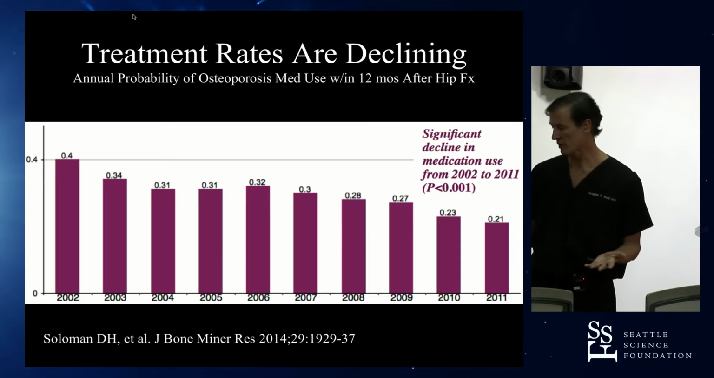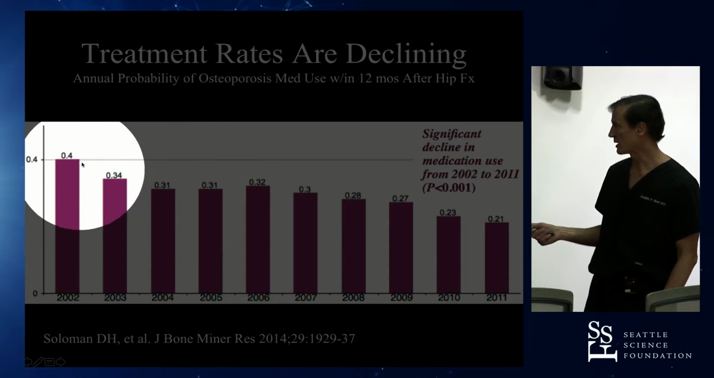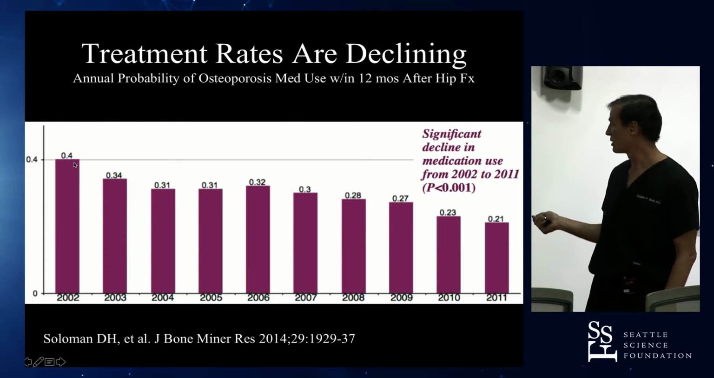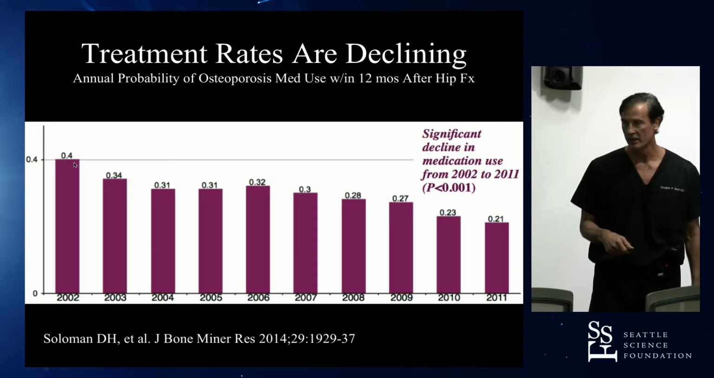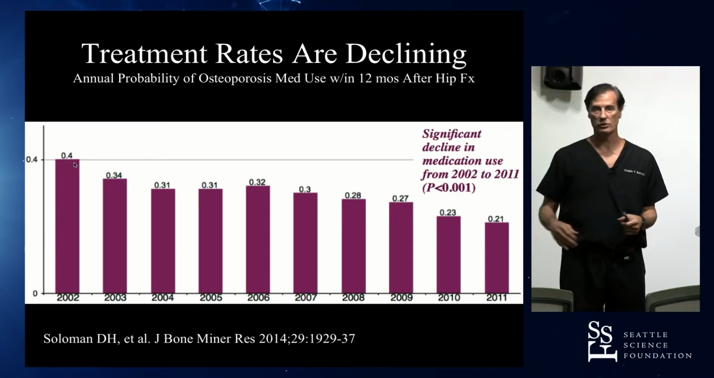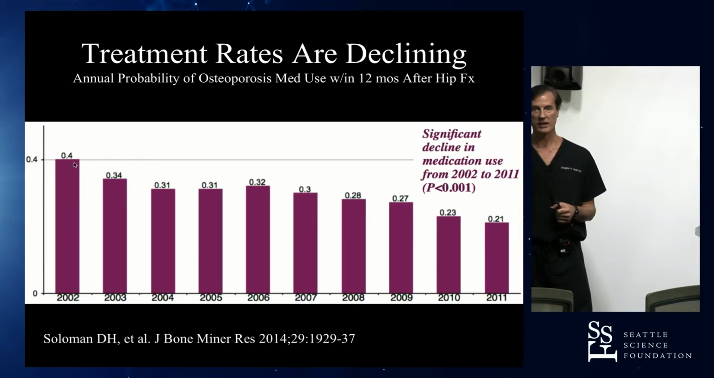And how many people get treated for their underlying disorder after a hip fracture? Right here, 40% in 2002, all the way down to 21%. We remeasured this in 2018. So remember in 2002, there was no such thing as an anabolic bone agent, and now we have 3. We have Evenity, Forteo, Tymlos, PTH analogs, and a sclerostin inhibitor.